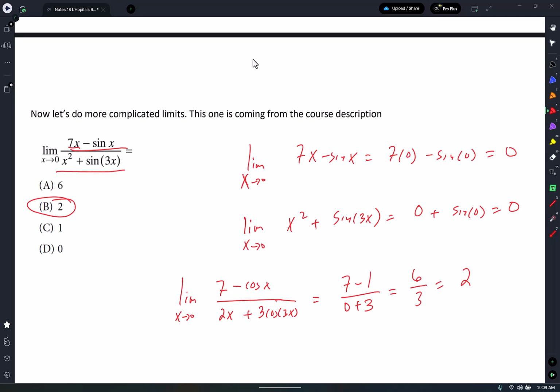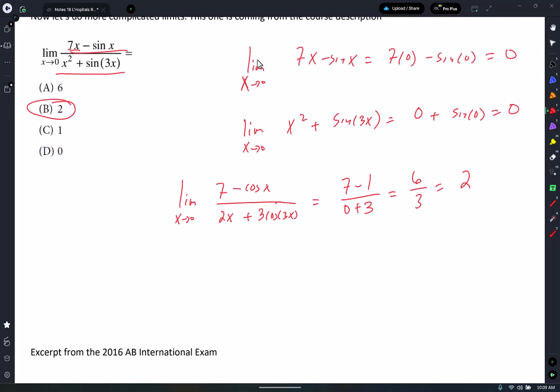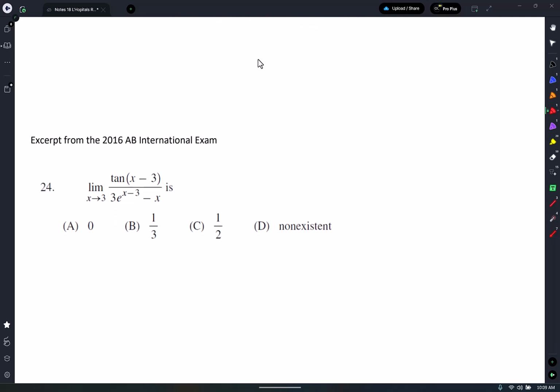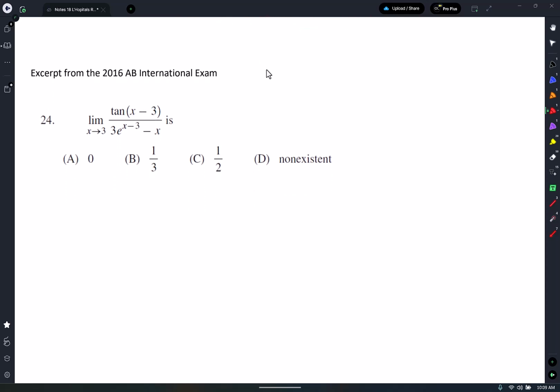How do we feel, guys? Feel okay? You're good. All right. From the 2016 international exam, they did not give me percentages. You want to give this one a shot? Pretend you don't know whether you have to use L'Hopital's or not. Obviously, we're going to use L'Hopital's. Take a 1 minute head start.